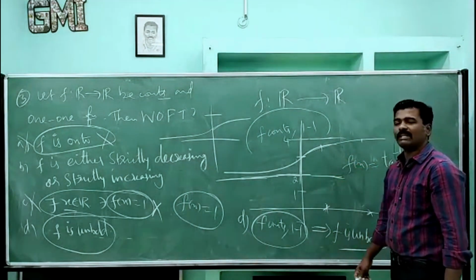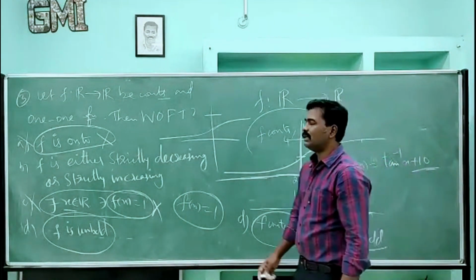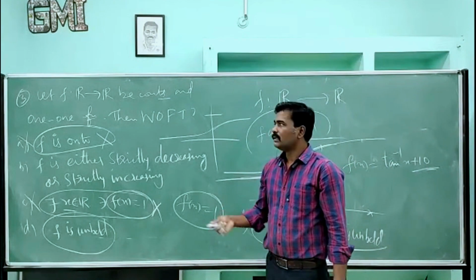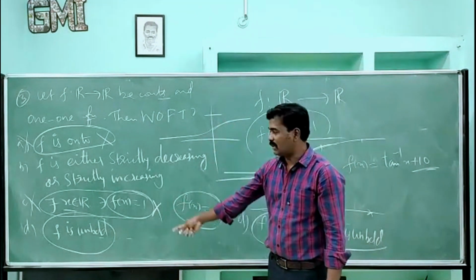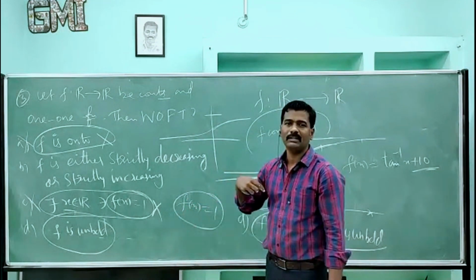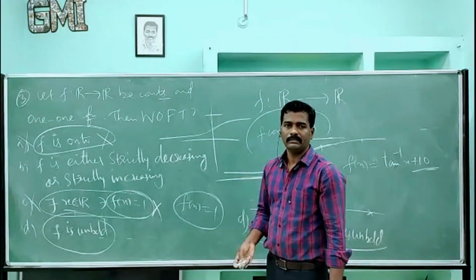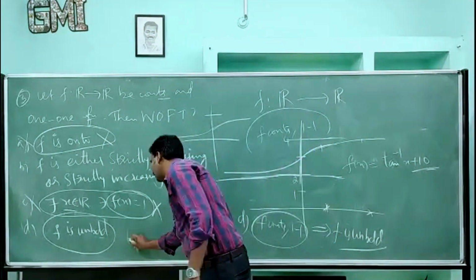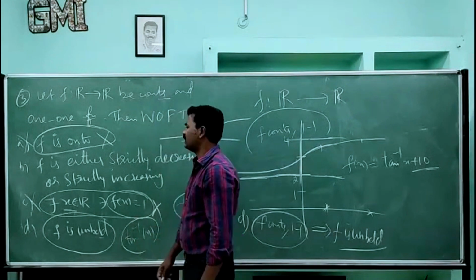Or you can take tan inverse of x also, the same example. Tan inverse of x is 1-1 and continuous but bounded. Option D says this is always unbounded, but that is not true always. I have a 1-1 continuous function that is not unbounded. It is a bounded function, called tan inverse of x. Not only this function, a lot of functions are there.